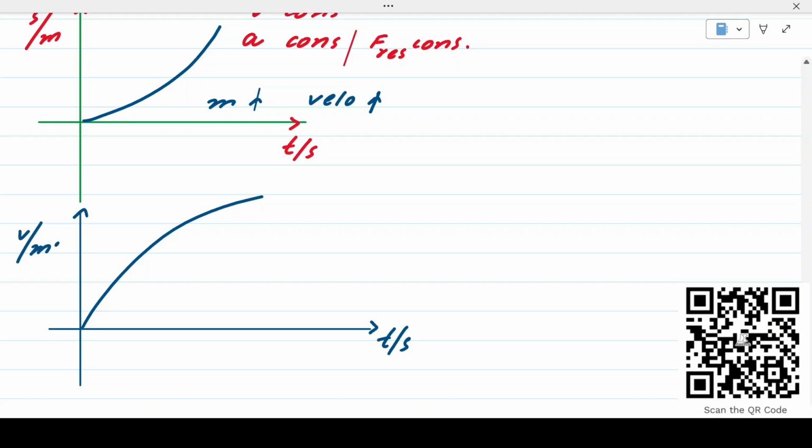And this is a velocity time graph. So what happens to gradient? Gradient is decreased because the curve is getting more and more horizontal. So acceleration is being decreased. The resultant force is also being decreased.